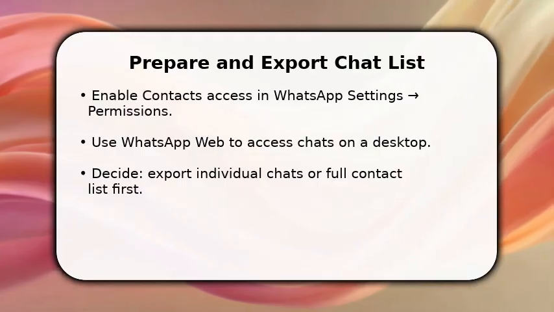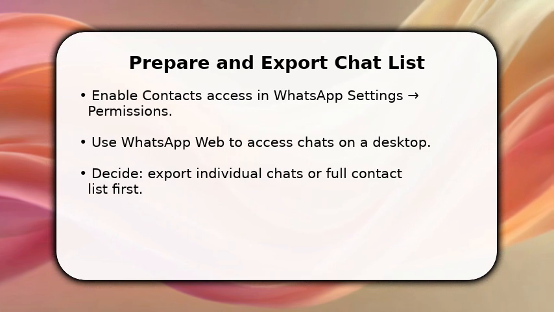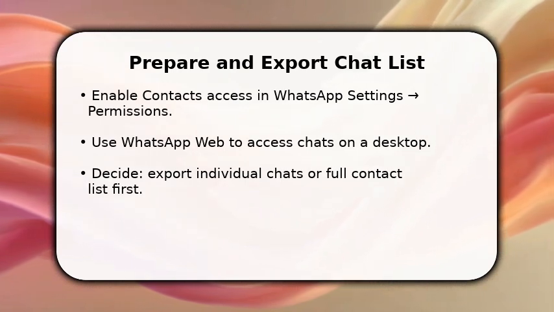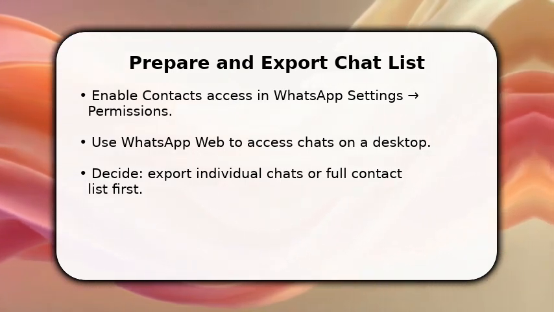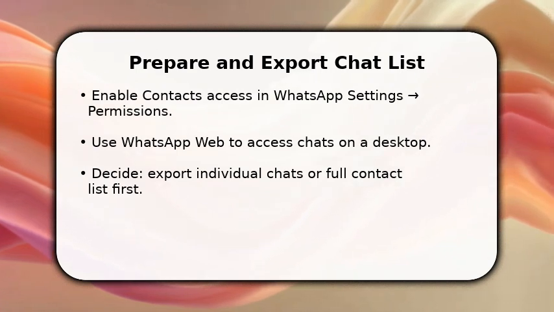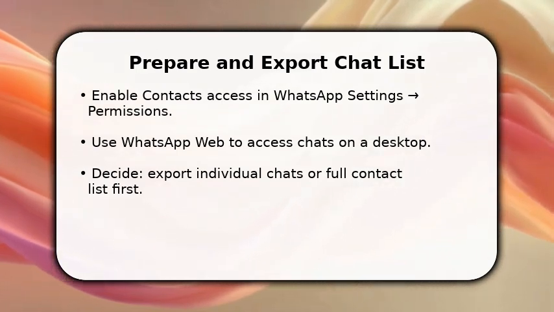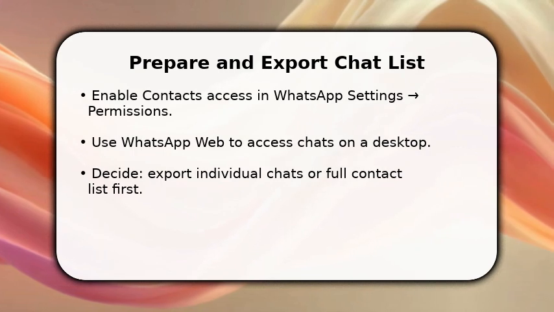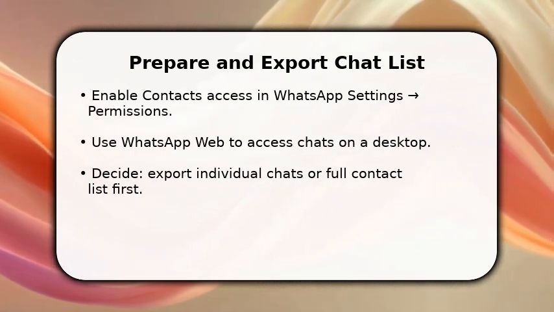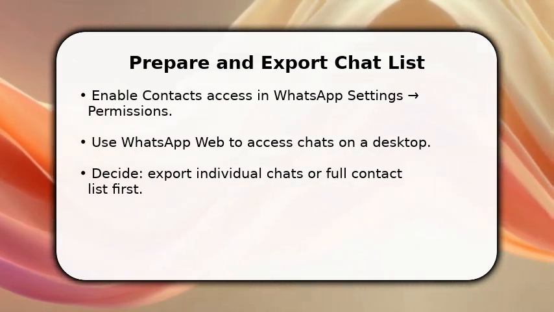You start by granting WhatsApp access to contacts and opening WhatsApp web on your computer so you can work faster. Once done, choose whether to export individual chat histories or pull a full contact sync. Exporting chats gives you embedded numbers, while syncing contacts lets you match names to numbers.